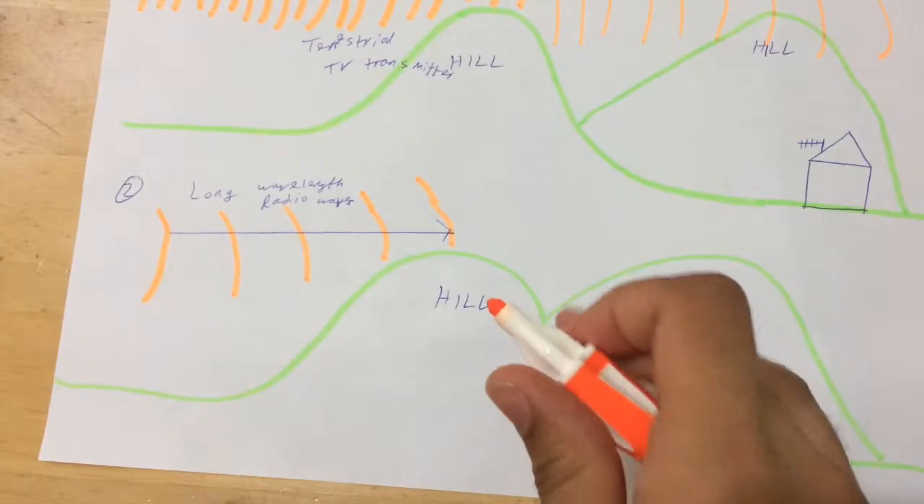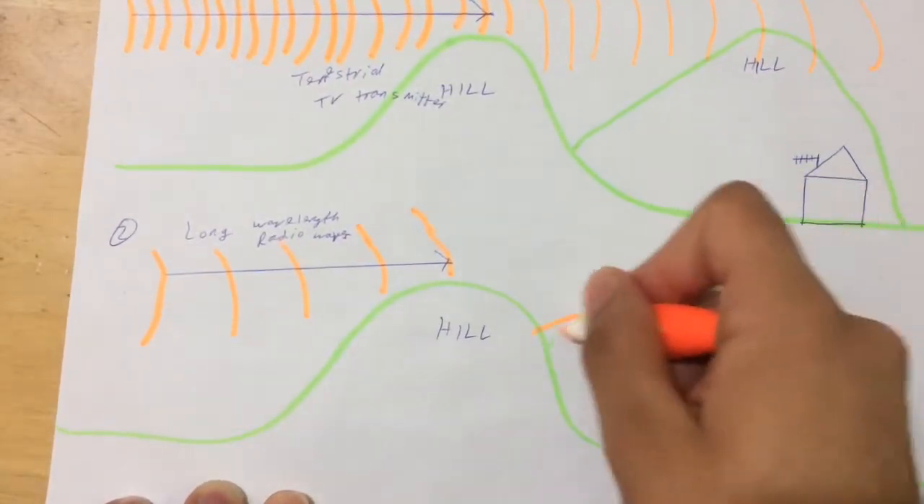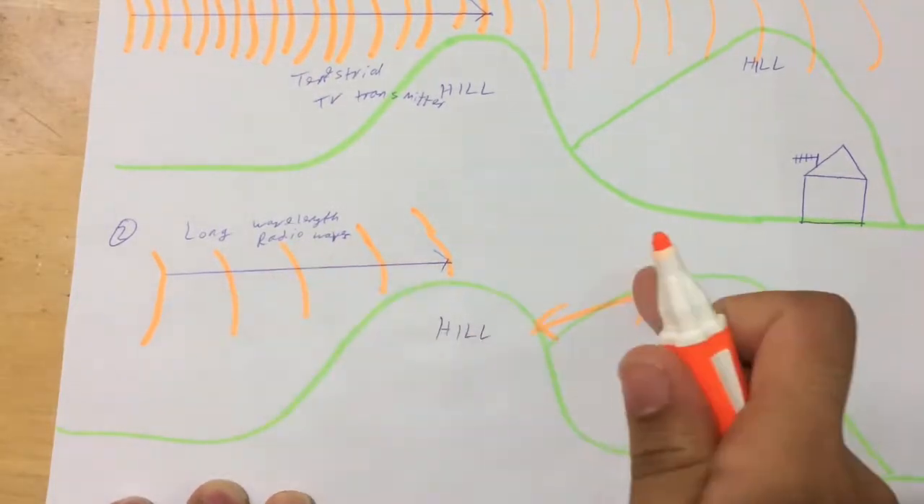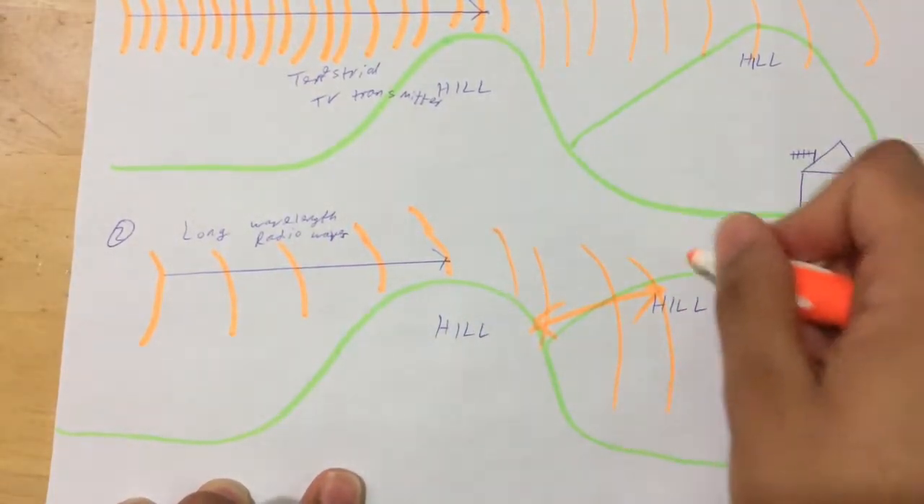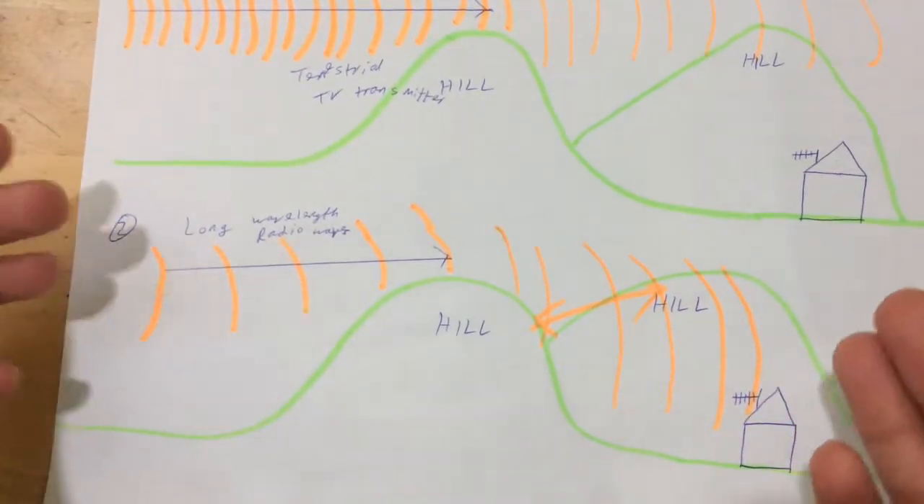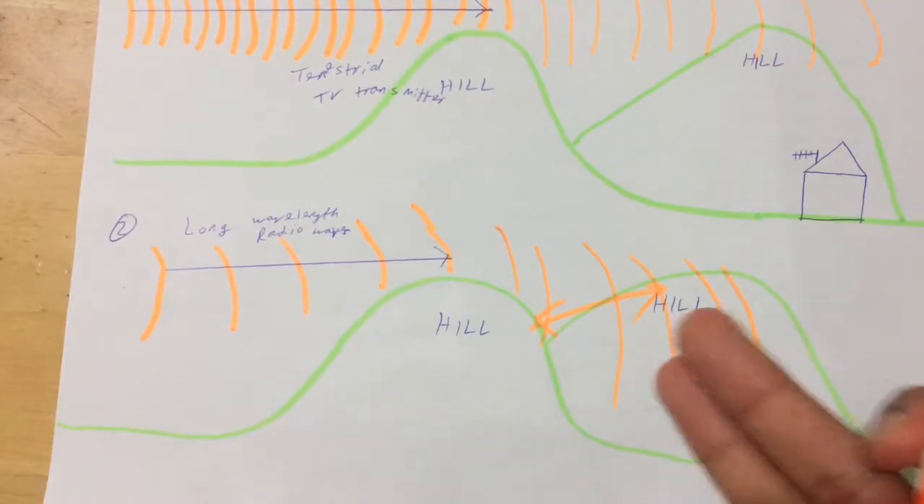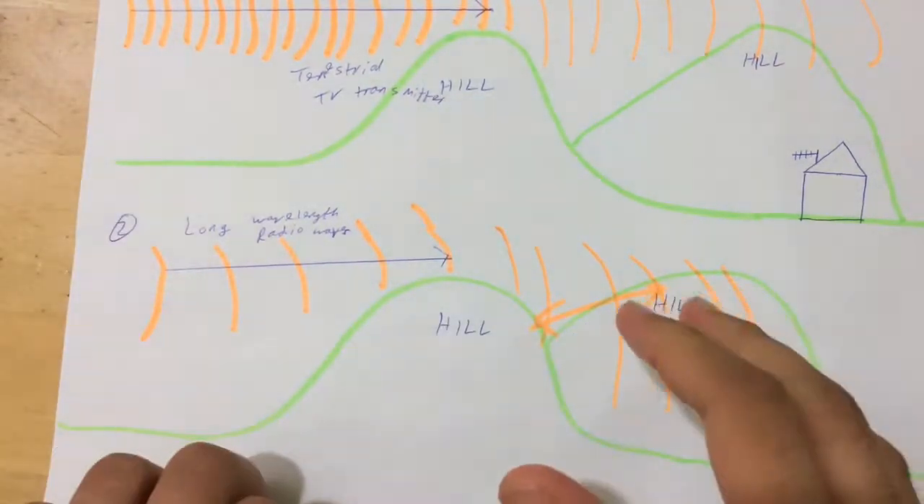Example 2. Radio waves of a longer wavelength, which are more similar to the gap between the hills, and so they will successfully diffract to the receiver, and this house will have a good reception, even if it is in a valley.